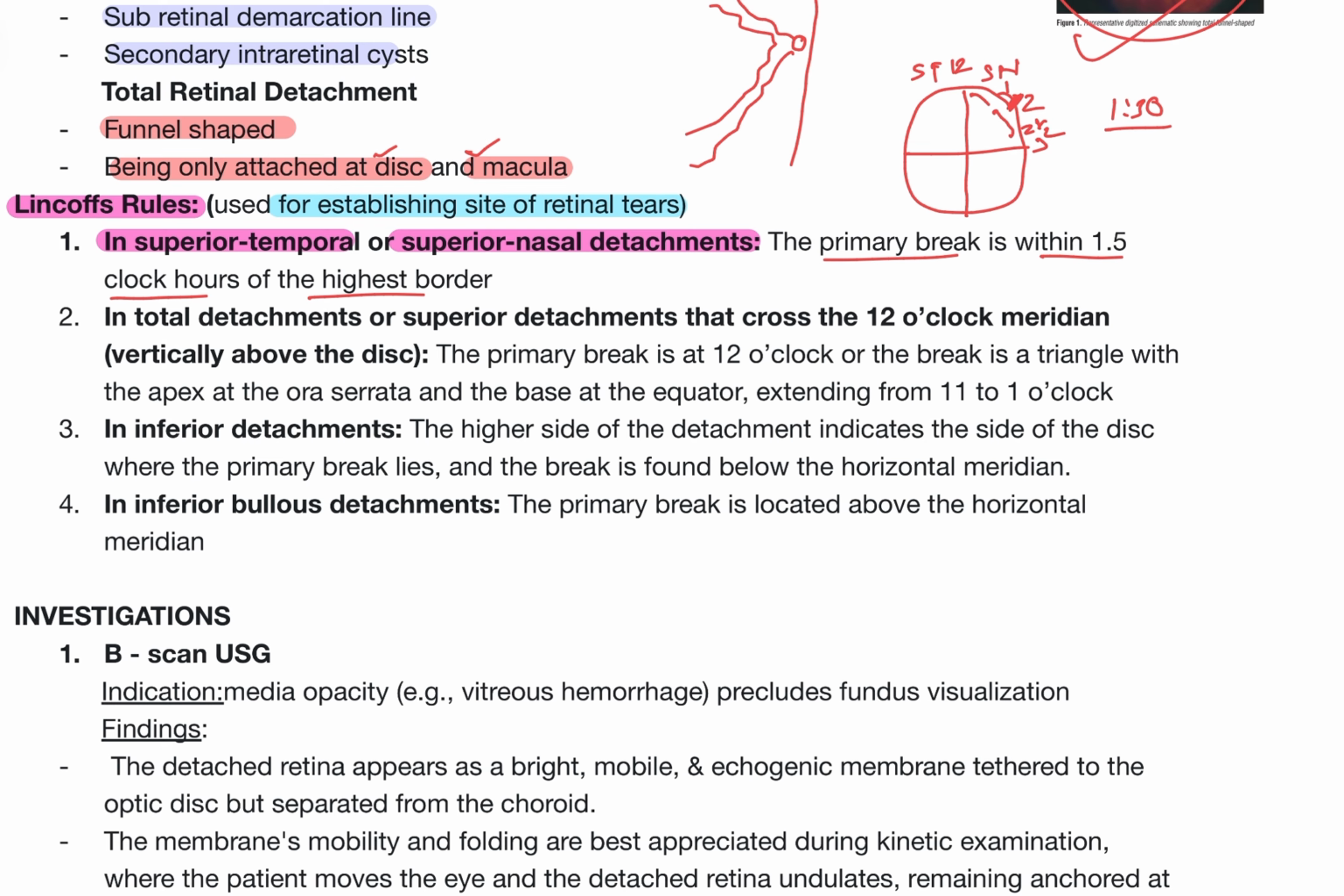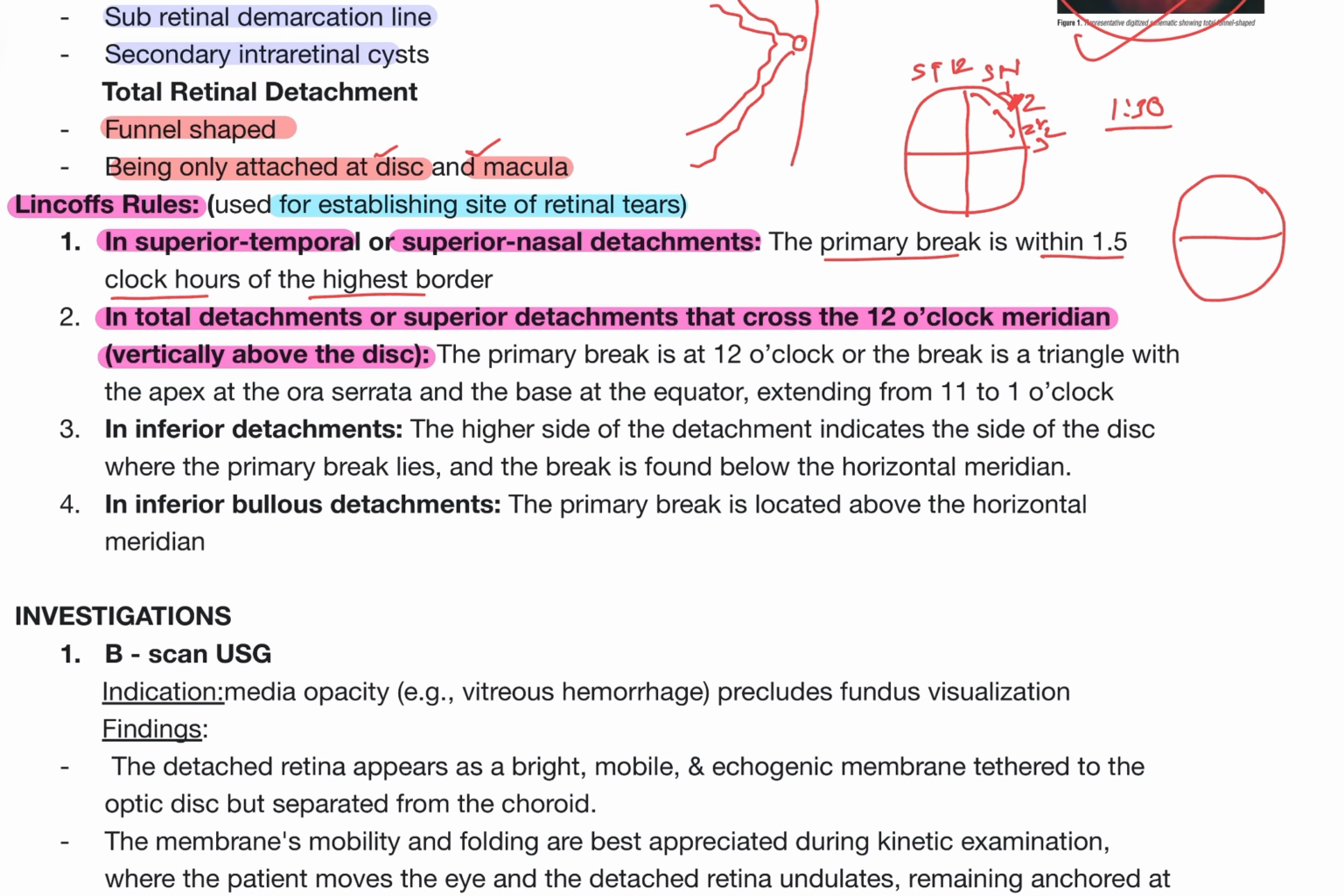The next thing is total detachment or superior detachments that cross the 12 o'clock meridian, that is, vertically above the disc. Think of a big detachment like this, crossing the 12 o'clock meridian. It forms a triangle. The triangle base will be at the ora serrata. Ora serrata is the anteriormost part of your retina.